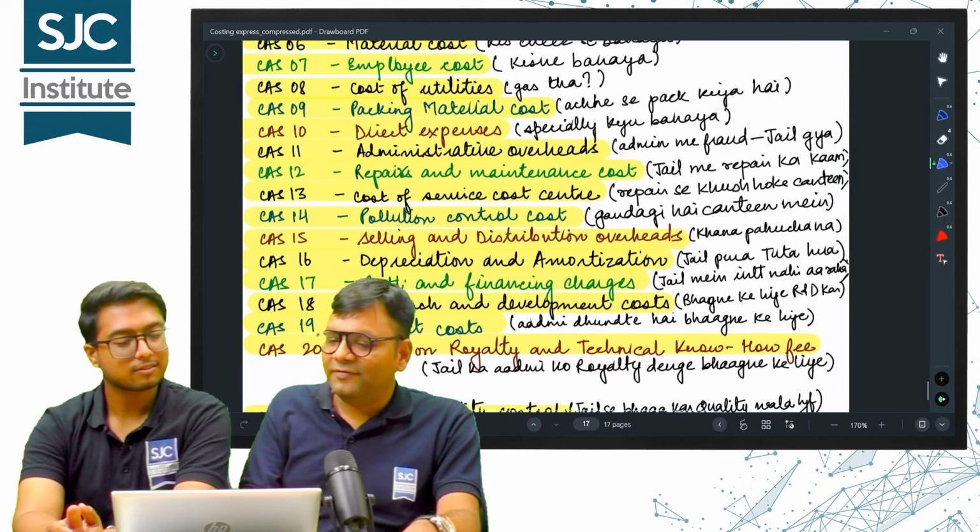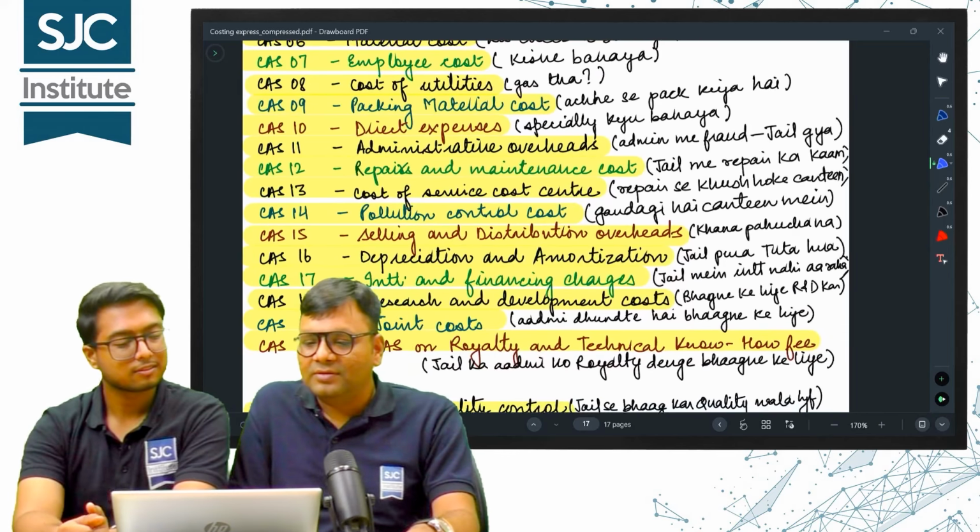The second part is a different story altogether. So it starts from admin overheads.